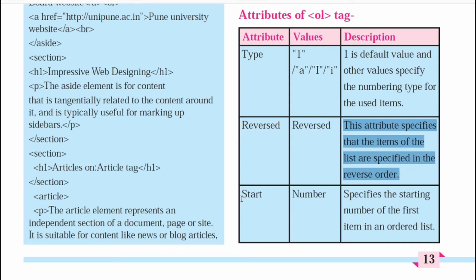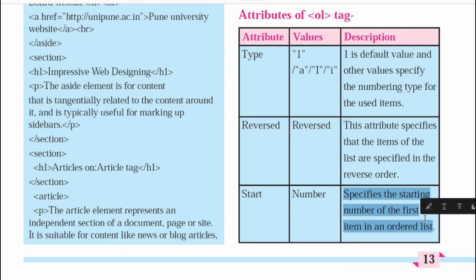Moving further, we have yet another attribute called the start attribute of the OL tag. Here the value is a number. This specifies the starting number of the first item in the ordered list. Basically, if we want the list to begin with a specified number such as 50 or 100, we can specify a particular number by using the attribute start, and the list will begin with that number.